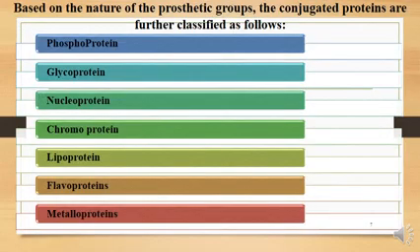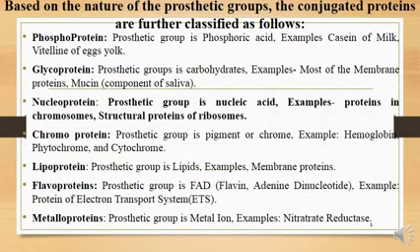We have the conjugated proteins, further classified based on the prosthetic group: phosphoprotein, glycoprotein, nucleoprotein, chromoprotein, lipoprotein, flavoprotein, and metalloproteins. For phosphoprotein, the prosthetic group is phosphoric acid. Examples are the casein of milk and the vitellin of egg yolk.